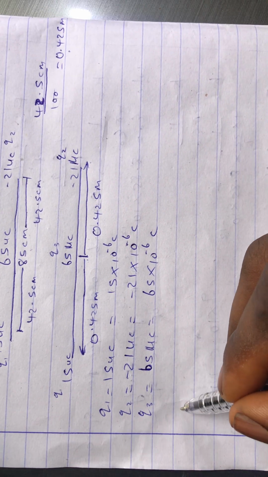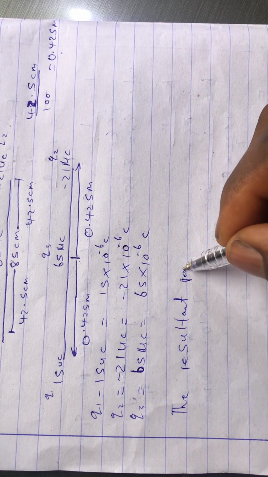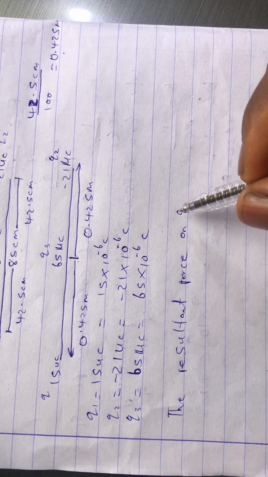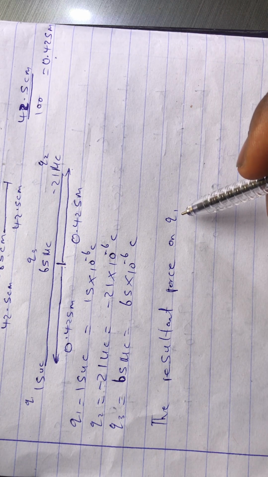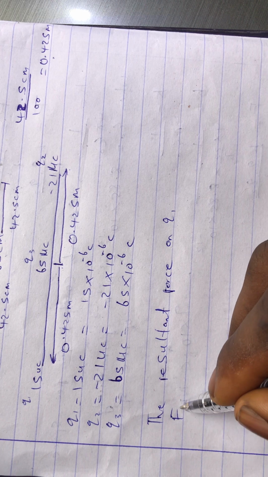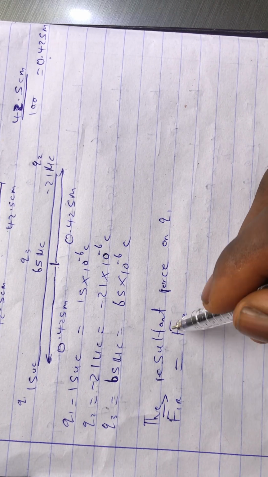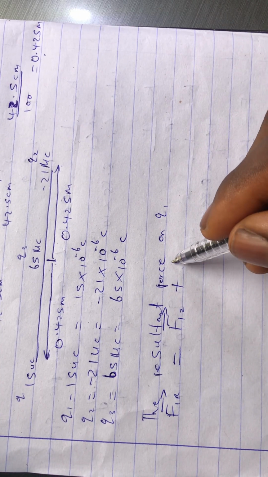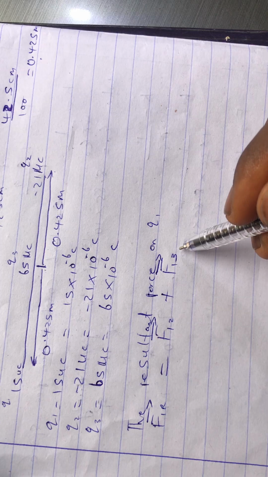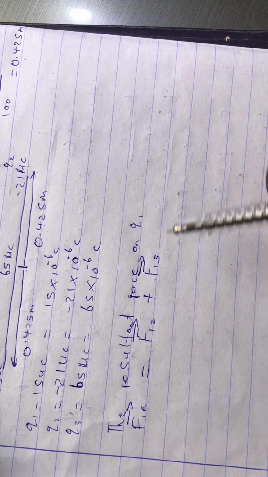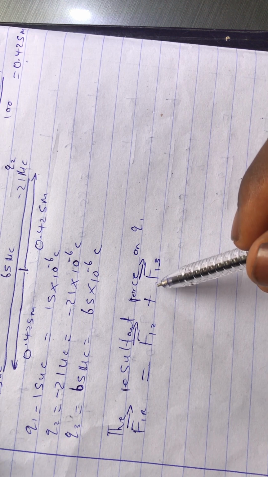Now, they say we should find the resultant force. What are we finding? The resultant force on Q1, which is the 15 microcoulomb charge. The resultant force on Q1 will be the force of 1 and 2 plus the force of 1 and 3. In the previous video I explained this in detail, so you may go back and watch it again.